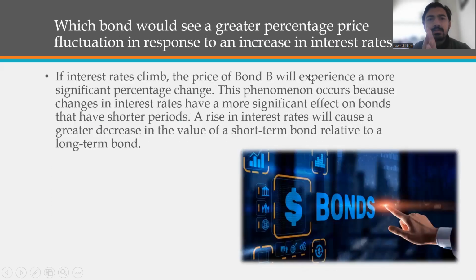So, which bond would see a greater percentage price fluctuation in response to an increase in interest rates? If interest rates climb, the price of bond B will experience a more significant percentage change. This phenomenon occurs because changes in interest rates have a more significant effect on bonds that have a shorter period. A rise in interest rates will cause a greater decrease in the value of short-term bonds relative to a long-term bond.